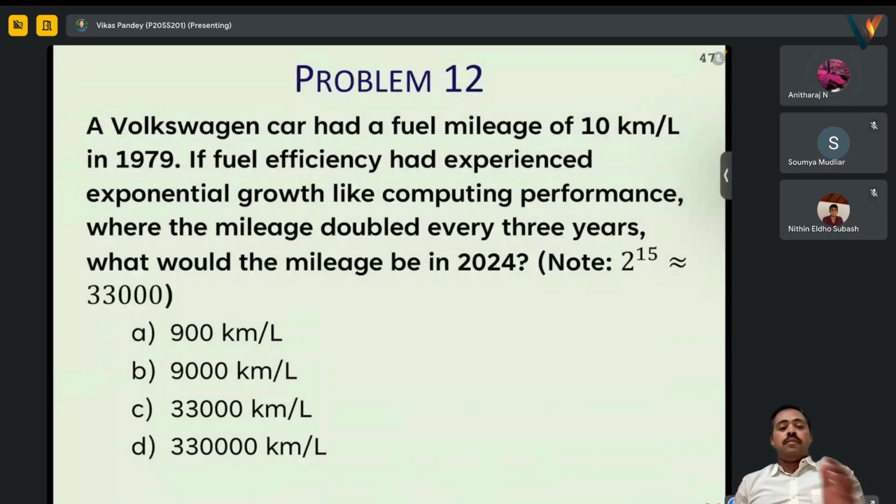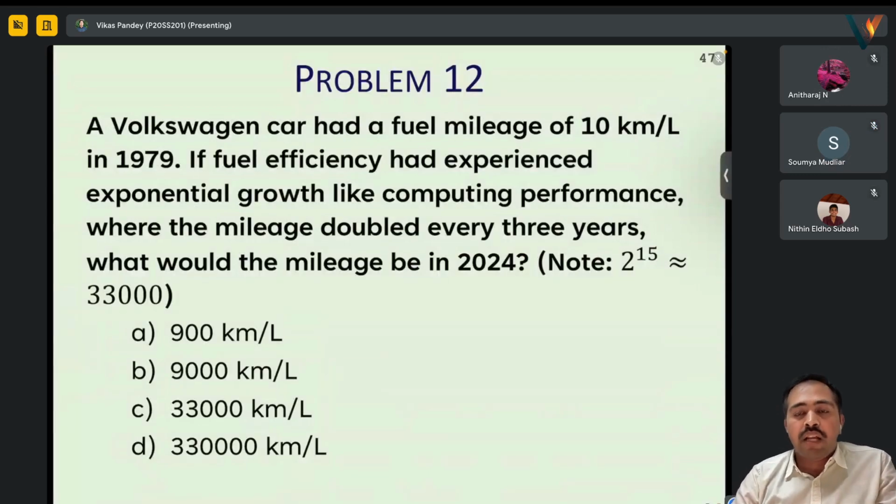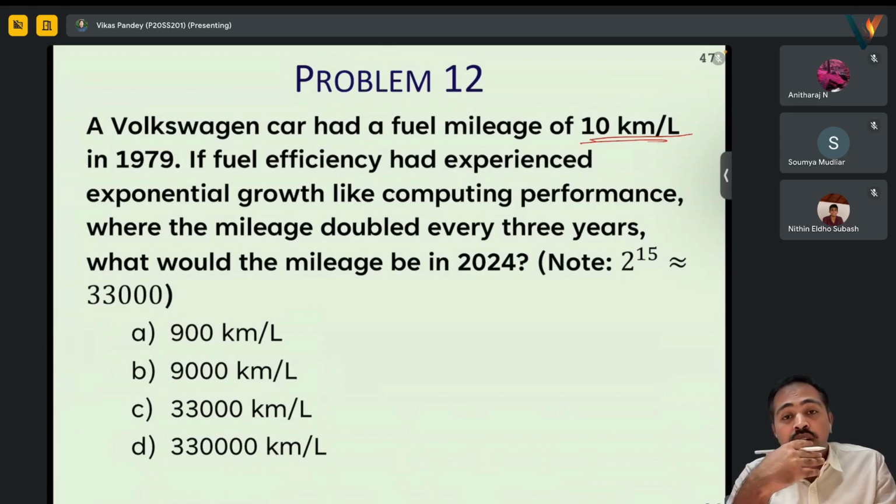If a car had a fuel mileage of 10 kilometer per liter in 1979, and very similar to the computing performance of the transistors or processors, the mileage would have doubled every 3 years, what would have been the mileage in 2024? Yes, anyone?